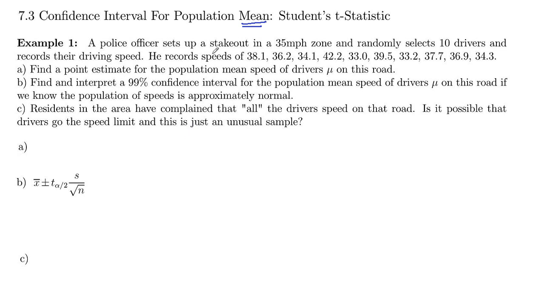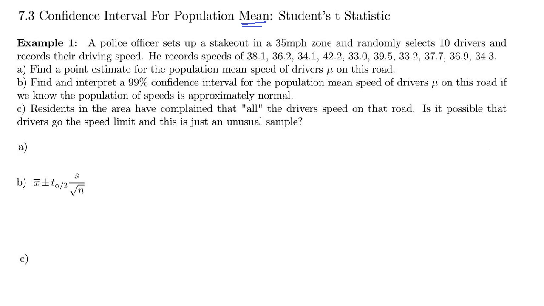A police officer sets up a stakeout in a 35 mile per hour zone, randomly selects 10 drivers, and records their driving speed. So here's the data. And then we want to find a point estimate, find and interpret a 99% confidence interval, and then residents in the area have complained that all the drivers speed on that road. Is it possible that drivers go the speed limit and we just had an unusual sample?